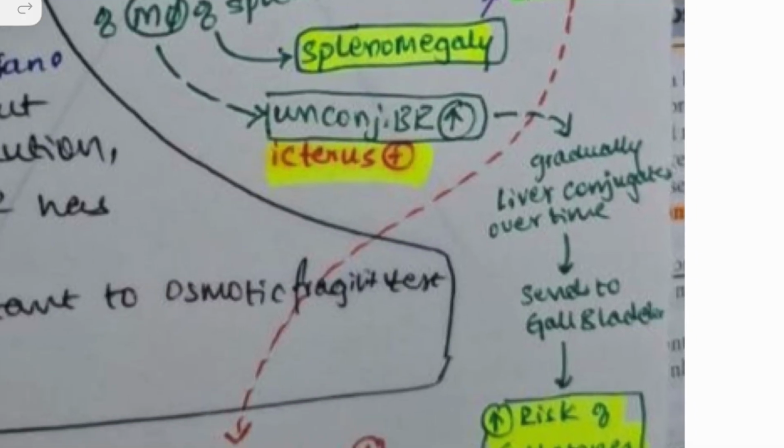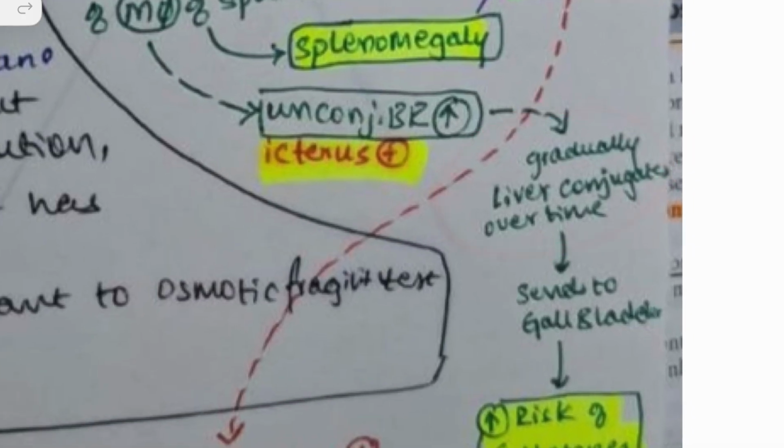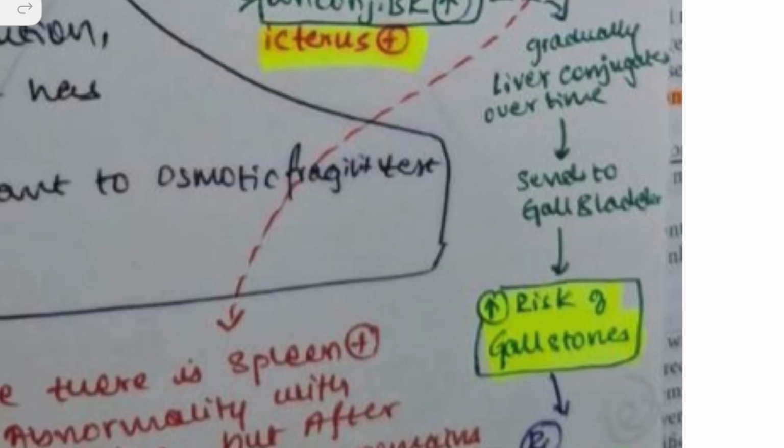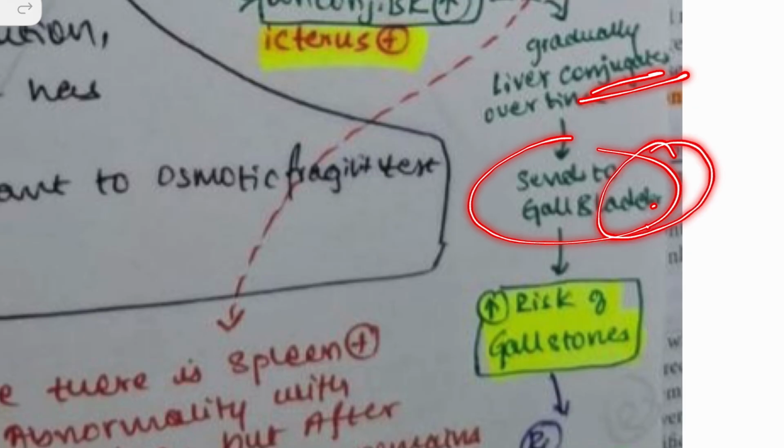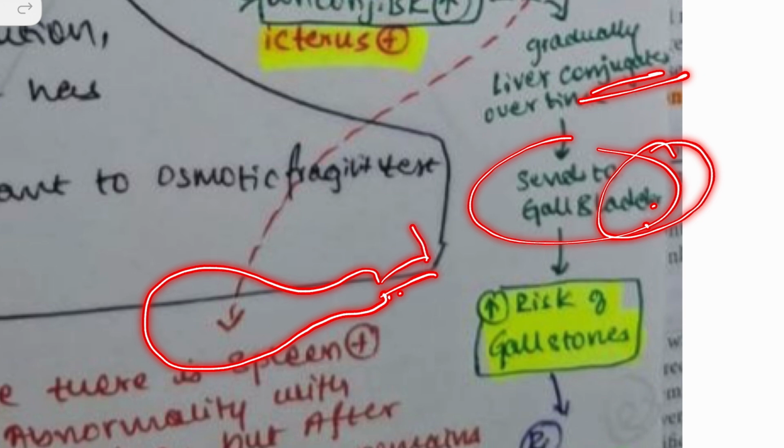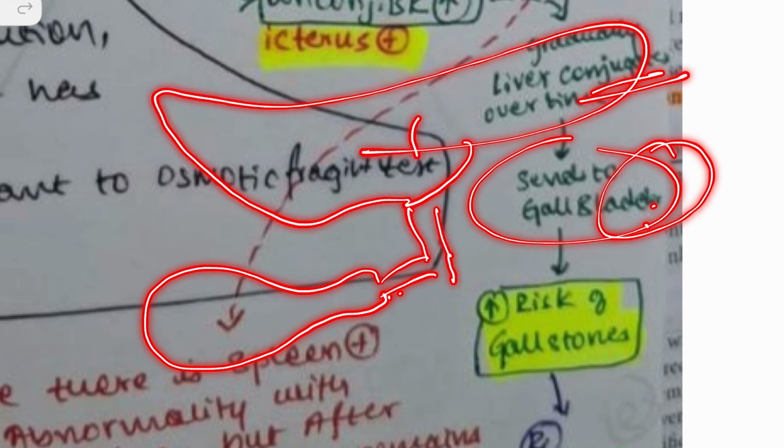Gradually the liver conjugates over time. These unconjugated bilirubin take time, and the liver starts conjugating them, and because of this it sends the conjugated bilirubin to the gallbladder. The gallbladder will receive this conjugated bilirubin over time as the liver conjugates and sends it.